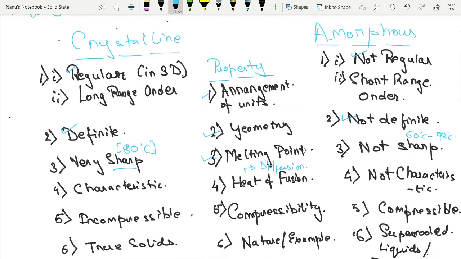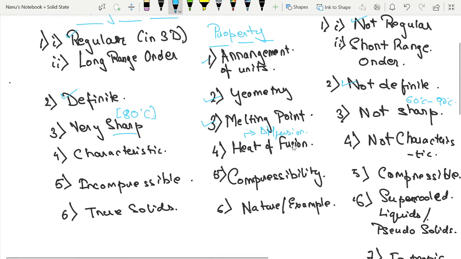And what do we see over here? That it has a characteristic heat of fusion. What does characteristic mean? Amorphous doesn't have a characteristic, similar to definite and non-definite, or sharp and not sharp. Characteristic means that the heat of fusion is always found to be the same for a particular substance. Suppose we are talking about NaCl. NaCl is a crystalline structure, so we always find the heat of fusion to be around 8 kilojoules.